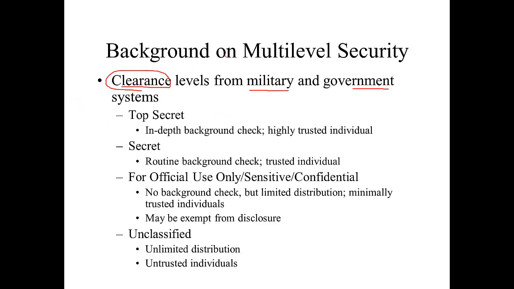Let's first introduce some basic ideas on multi-level security. If you want to go to work in military and government systems, generally you need to get a security clearance. The security clearance has different levels. For example, you have top secret level, secret level, confidential level, and unclassified level.